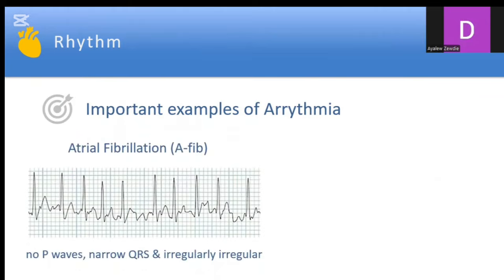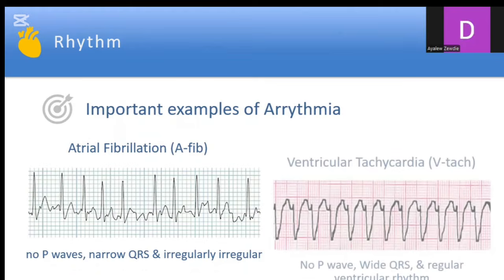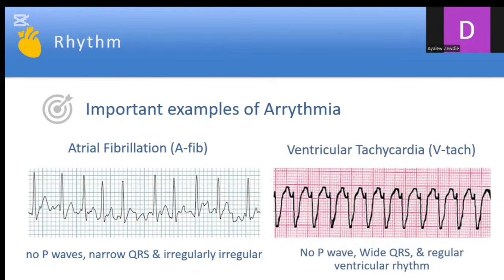As you see here, there is no P wave and it's not sinus, and it's irregular. So it's commonly known as atrial fibrillation. And the next one, see, no P wave, but wide QRS, regular. So this is called ventricular tachycardia.